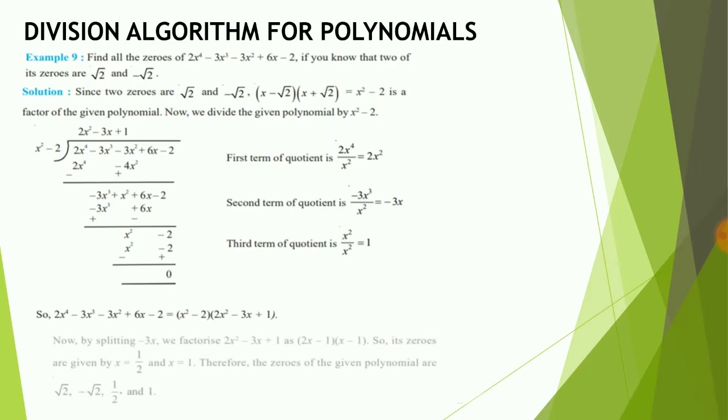Now we can factorize this by splitting the middle term and I get that 2x square minus 3x plus 1 can be factored as 2x minus 1 into x minus 1.